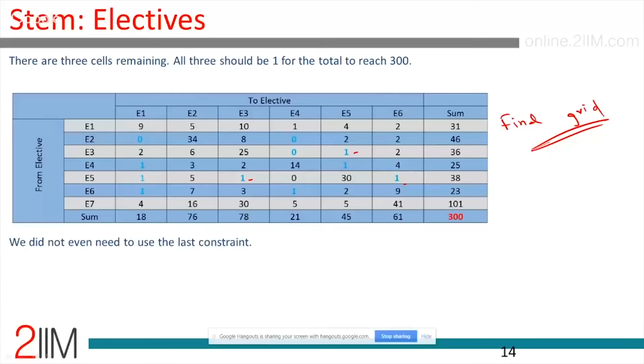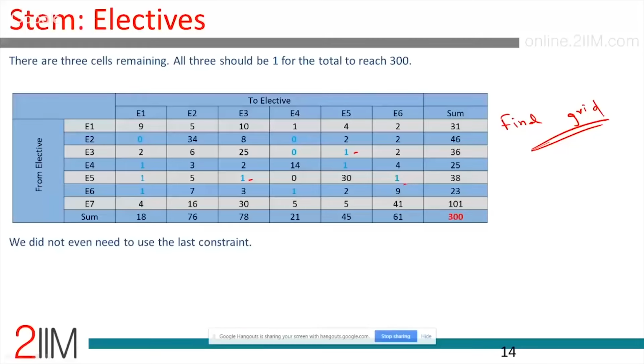We know that there are 31 students in E1, 46 in E2, 36 in E3, 25 in E4 when they began. And then it became 18, 76, 78 when they ended. How many shifted from any elective to any other elective? You can just look at this grid and give the answer.